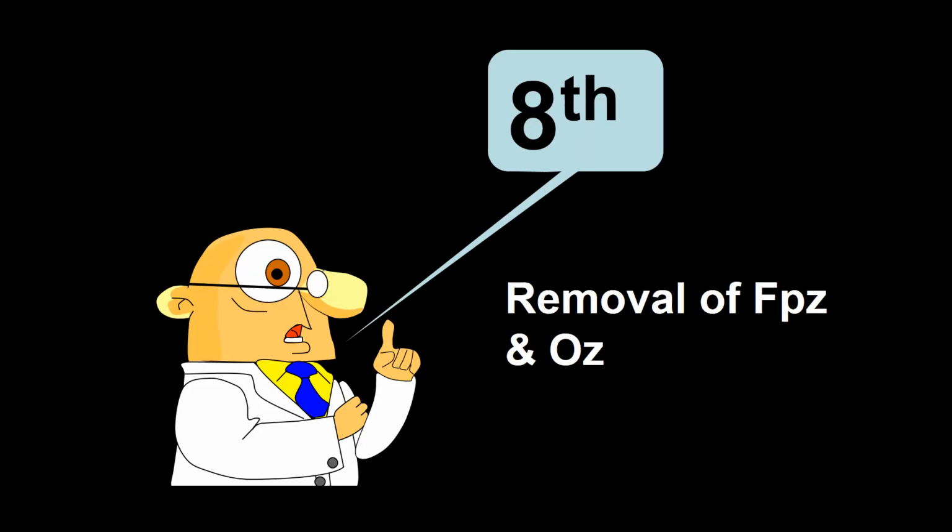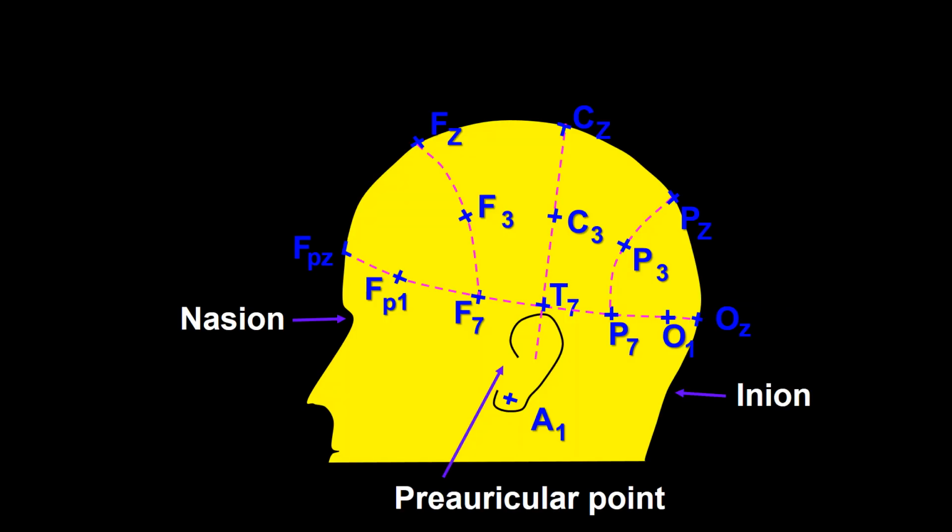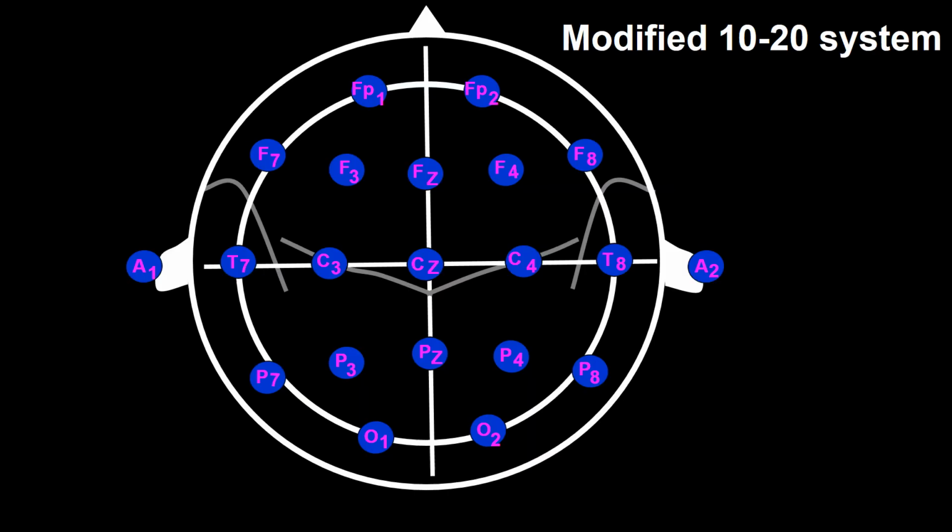The eighth step is a strange one. It is a removal of FPZ and OC, since they are usually not used in regular recordings. So if we are looking at the skull from the left, I first remove FPZ, then I remove OC, as I have done in these frames. So the diagram will look as you see it in this frame.